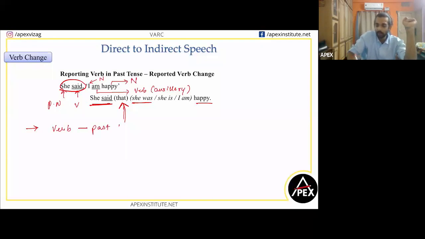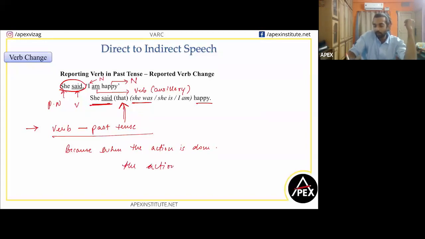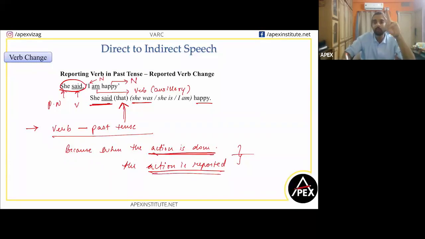Okay, so the first change that will make is the verb goes to past tense. Okay, yeah, and what's the reason? Because when the action was done and the action is reported, both are not happening at the same time. Okay, the action is done and action is reported, both of them are not happening at the same time. Okay, అందుకు మనం past లోకి మార్చాలి.